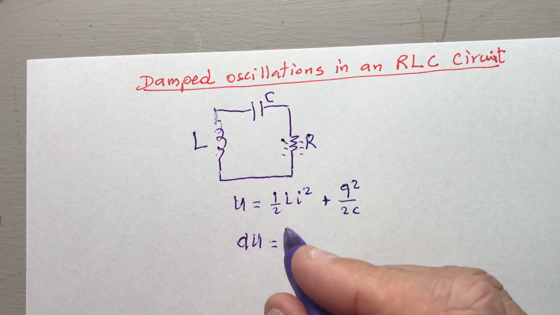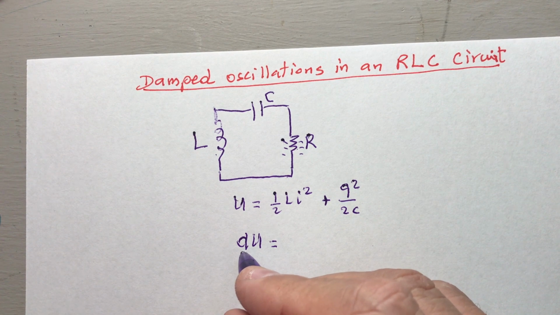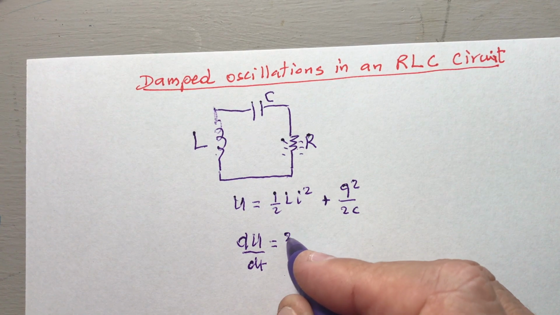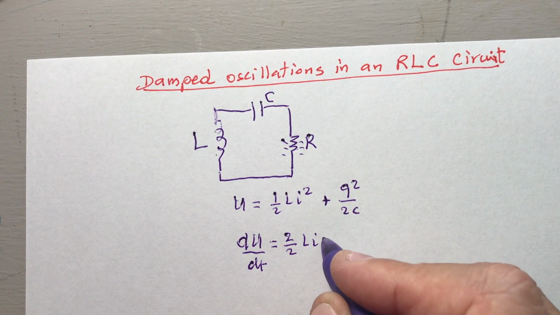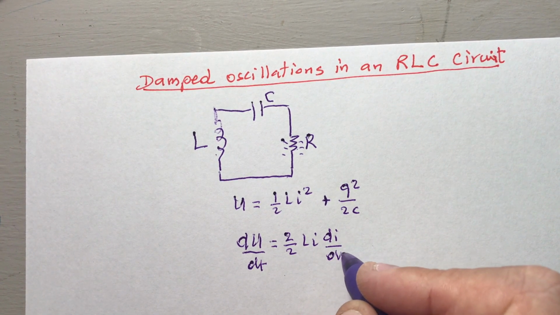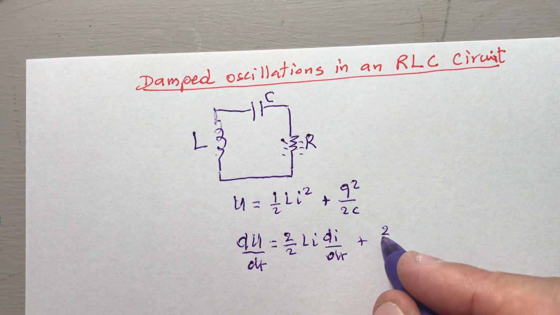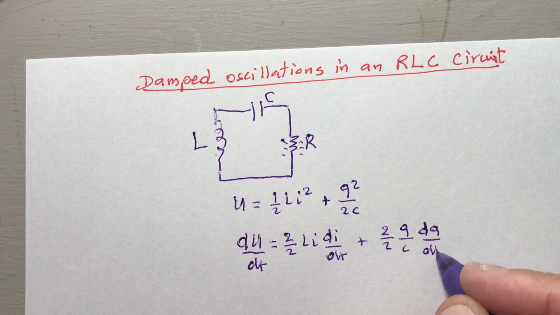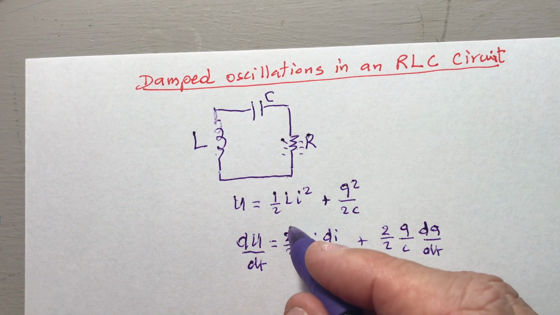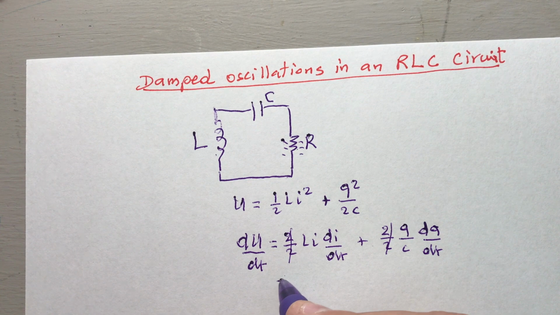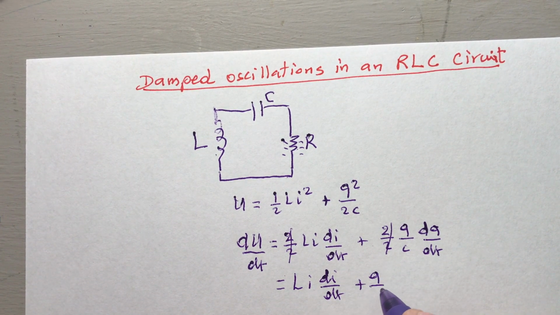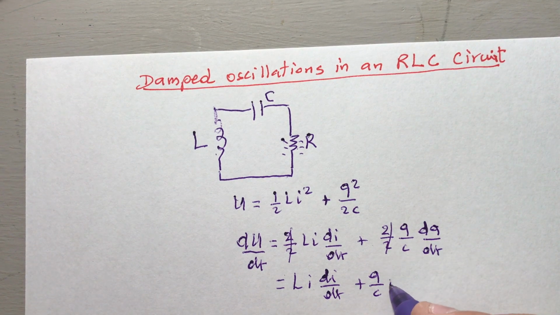So we put here, with respect to time, dU/dt is equal to 2/2 Li di/dt plus 2/2 Q/C dq/dt. Now these two cancel that 2, and this becomes Li di/dt plus Q/C, and dq/dt is I, so I put I there.